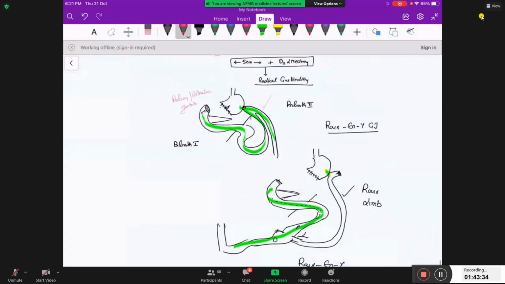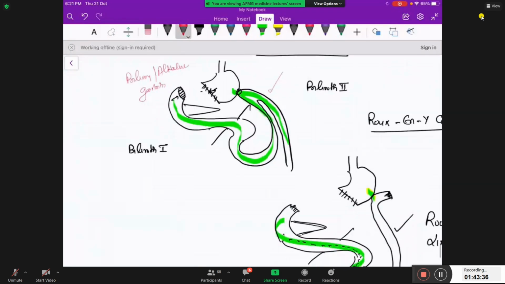So there was a question asked in your exam. Now you tell me what will be the answer to this. Out of the following three procedures, which of them doesn't have a duodenal stump?